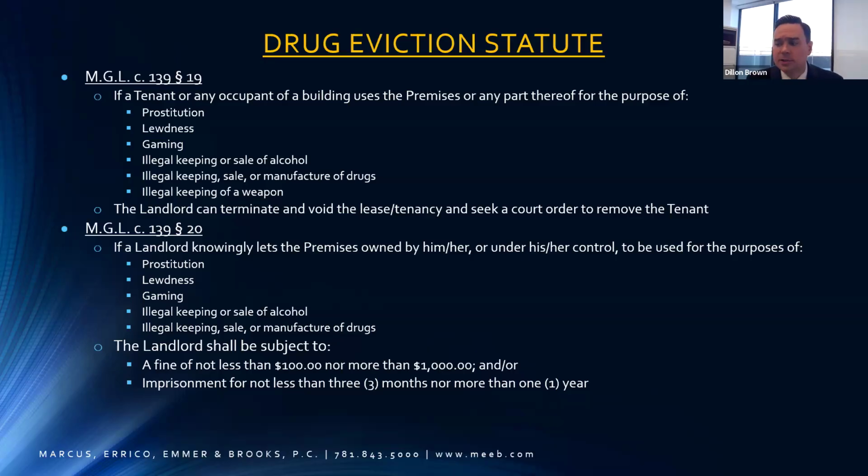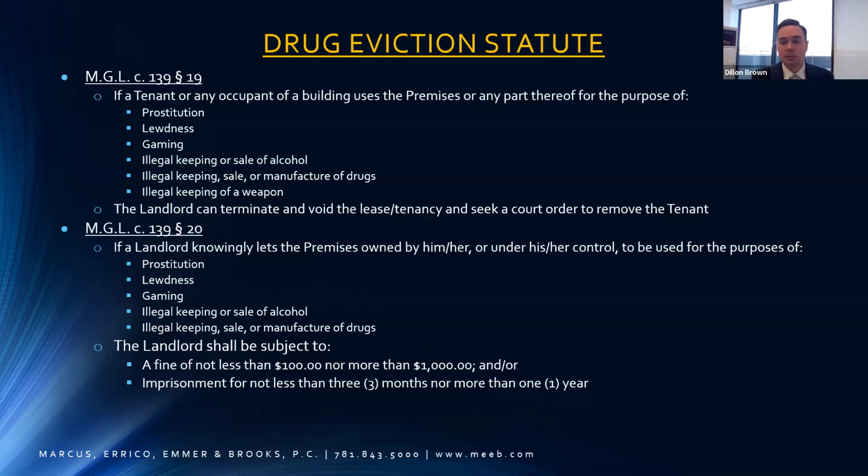The second part of that statute, Section 20, is that landlords can be subject to liability. If a landlord knowingly lets premises owned by them or under their control be used for prostitution, lewdness, illegal gaming, sale of alcohol, drugs, or keeping of a weapon, and the landlord doesn't take action to exercise their rights under Section 19, meaning they don't terminate the tenancy and seek immediate removal of that tenant, they could be subject to fines and possibly imprisonment.